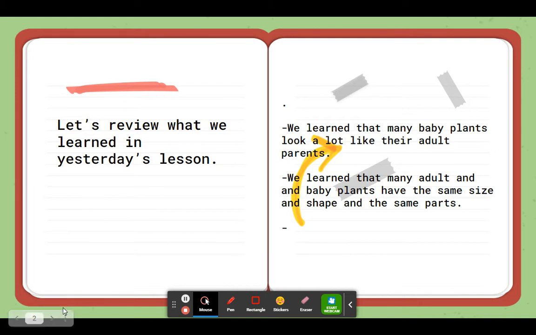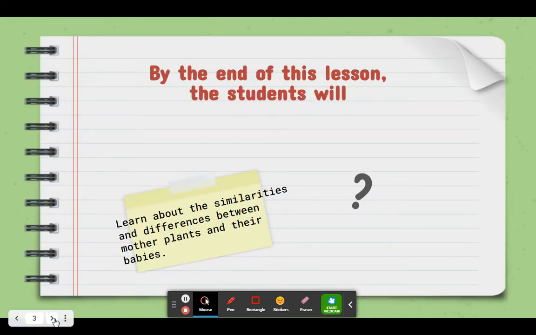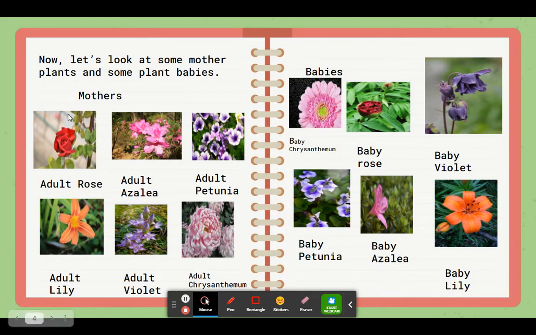We learned that many baby plants look a lot like their adult parents. We learned that many adult and baby plants have the same size and shape and the same parts. By the end of this lesson, the students will learn about the similarities and differences between mother plants and their babies. Now let's look at some mother plants and some baby plants.